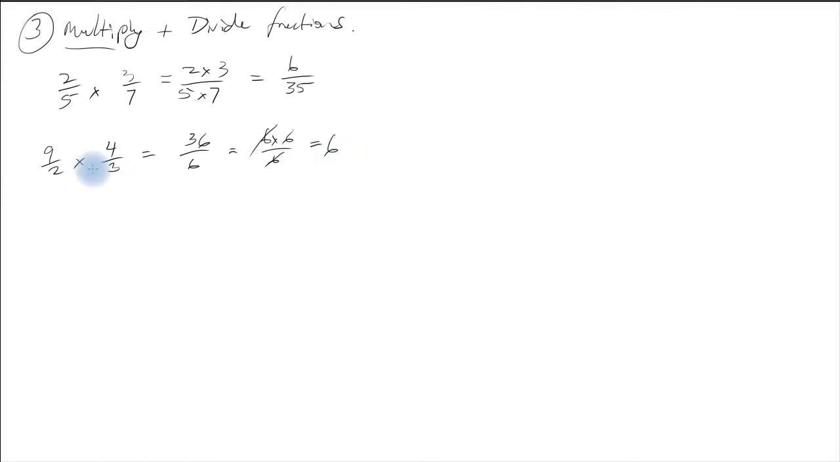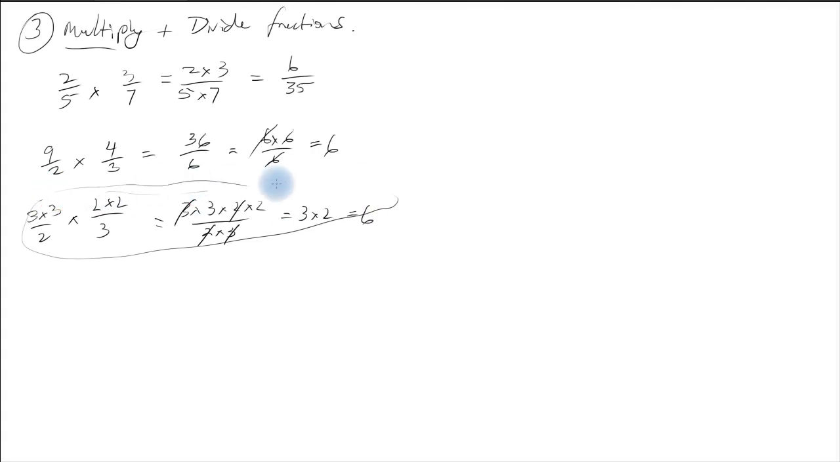Now there's a quicker way to do that if you want to. You can factorize first. So 9 is just 3 times 3 on 2. Multiplying by 4, that is 2 times 2 on 3. So overall we've got 3 times 3 times 2 times 2 on 2 times 3. And we get rid of one of those 3's and get rid of these 2's. So we've got 3 times 2, which is 6. With this method, you can do a lot of that in your head once you get a lot of practice.